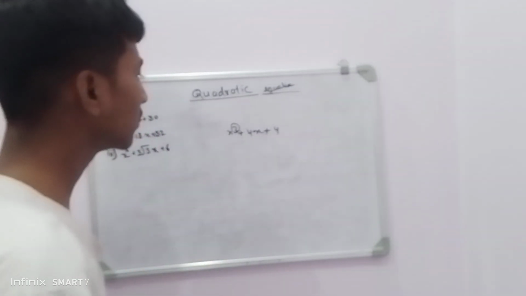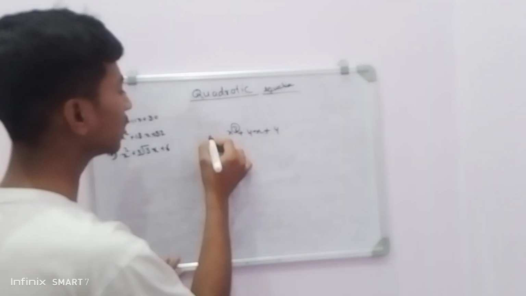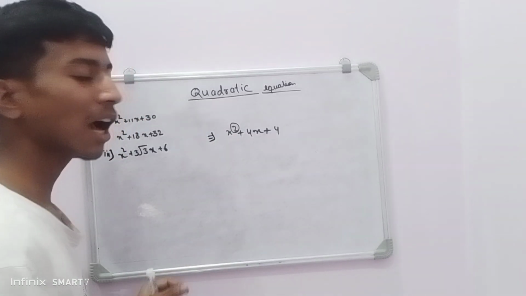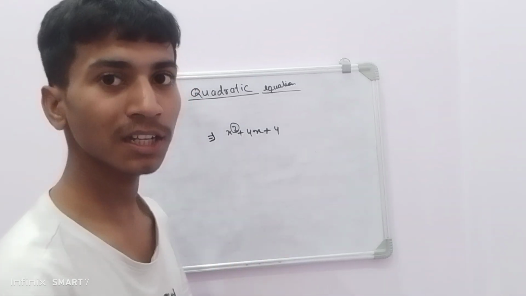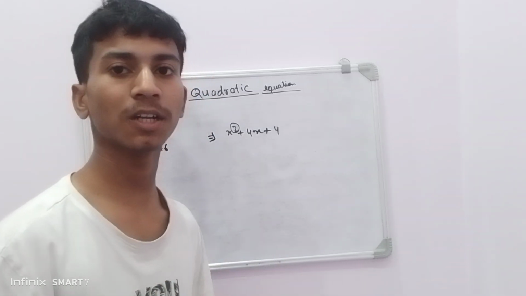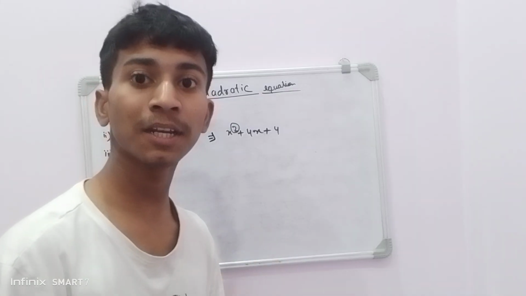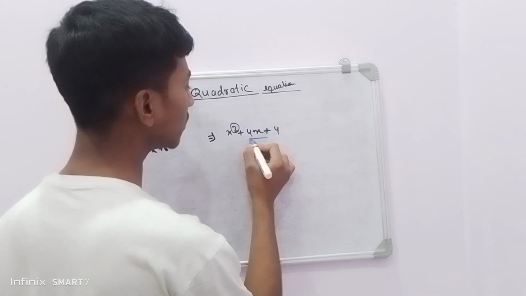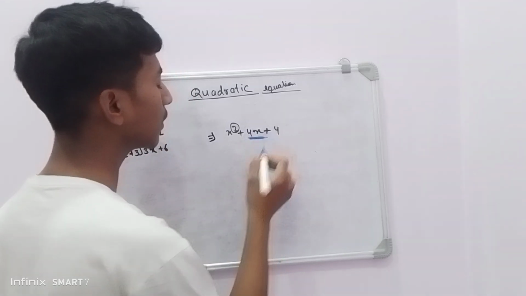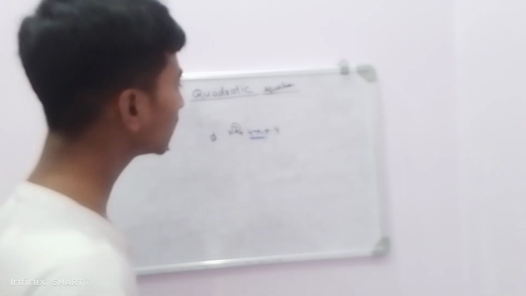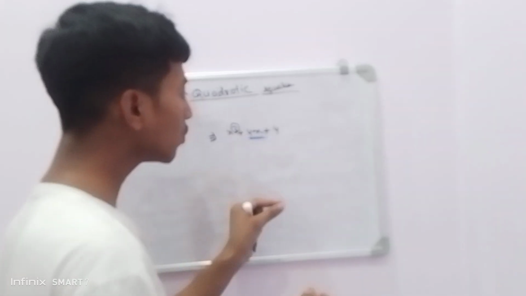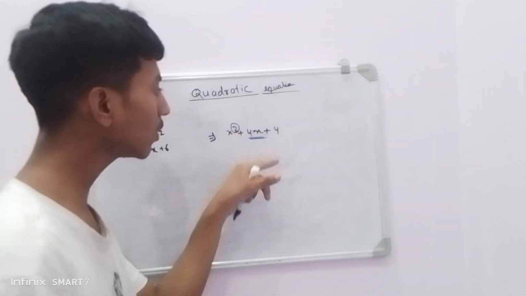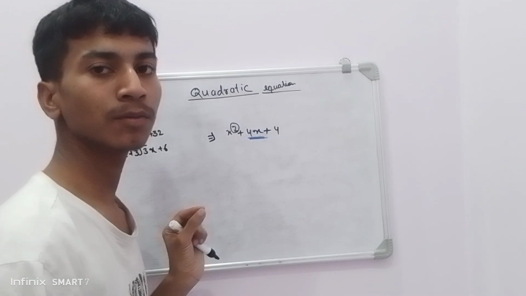So how to solve this equation? It looks difficult, but it is very easy to solve. I am going to teach you by solving the quadratic equation through middle term splitting. That means you have to split the middle term. Here the middle term is 4x, in which 4 is the coefficient and x is the variable. You have to split this middle term into two parts such that whose product is 4 plus 4 and whose sum is 4x.